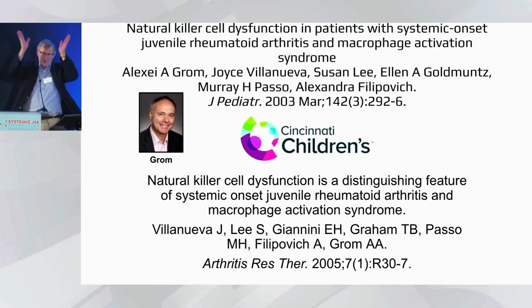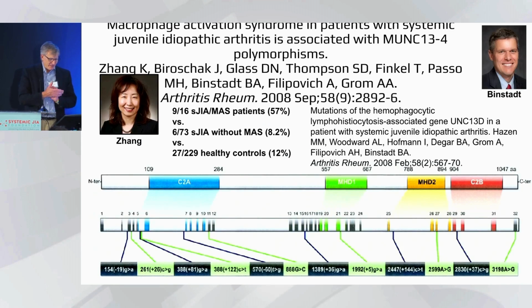If we go back a couple decades to Alexei and colleagues, Lisa Filipovich and colleagues in Cincinnati, they realized early on that in children with systemic JIA who developed macrophage activation syndrome, their natural killer cell function was not ideal. From that, they also identified one of these genes, MUNC13-4. It's confusing, it's also called UNC13D, so it's the same gene.